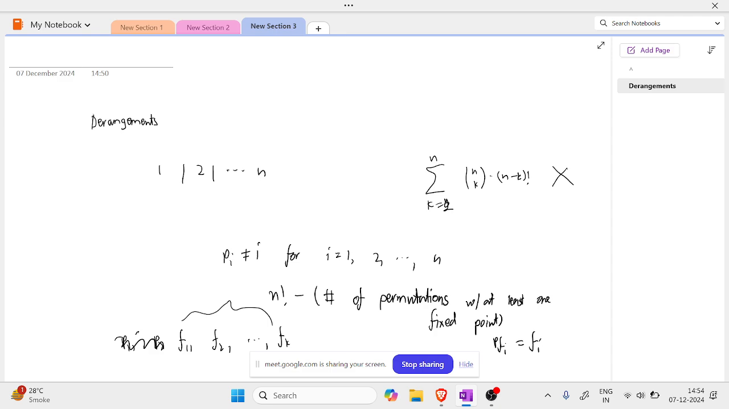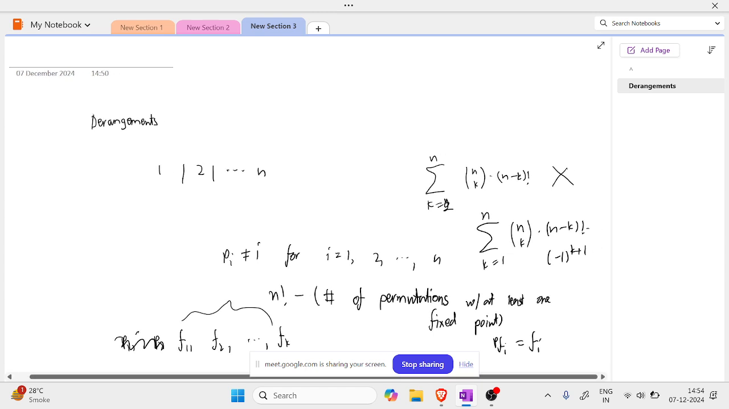So what do we do in order to fix this? We just use PIE, which gives minus 1 to the k plus 1, because initially you add the permutations with one fixed point, and then you subtract the permutations with two fixed points and so on. This is obviously not your answer yet, because you need to subtract this from n factorial, and subtracting this from n factorial gives you a slightly better form.